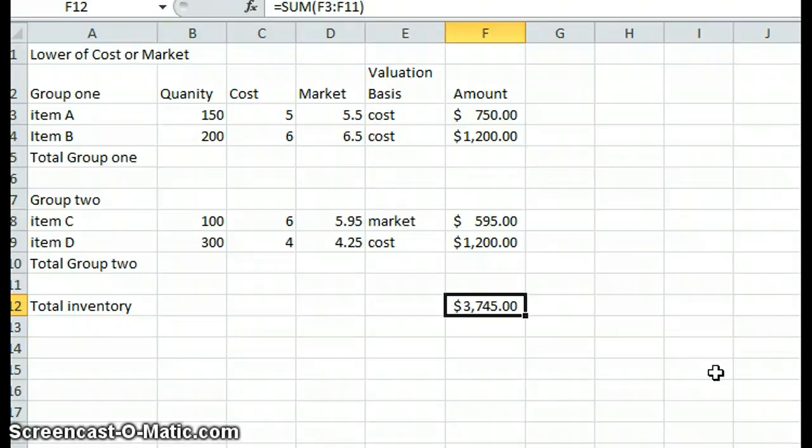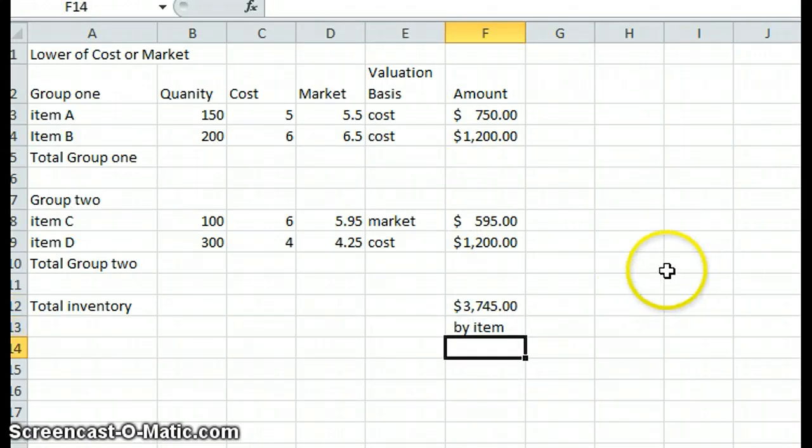We have two other choices. We can also value based on group or based on total inventory. So I'm going to say down here, I'm just going to mark this by item, and we'll do the next group so we can compare.